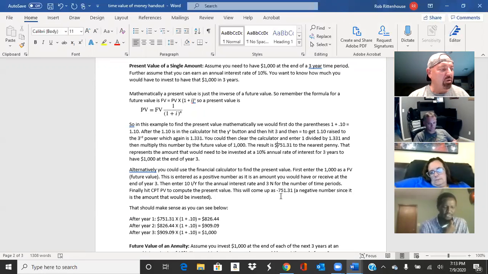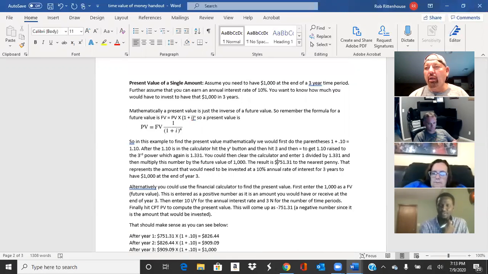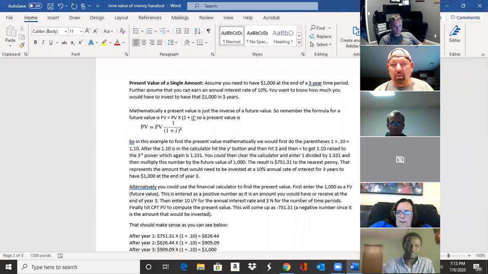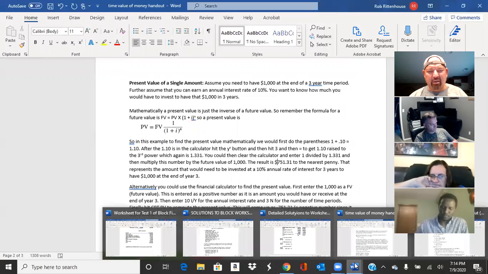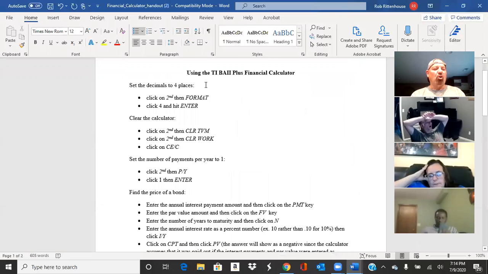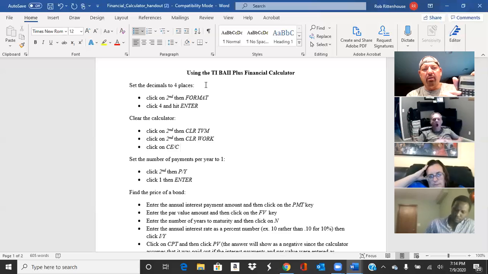Backing up to another topic, I follow those instructions and it's not doing that for me. It reverts back to 2. Okay, yours is still at 2 decimal places? Mm-hmm. Okay. Oh, I know what you did then. Going back to the calculator handout here, financial calculator handout. Okay. So here's what you did. Let me clear mine out. You did second and you hit format and then you put 4 and you hit enter.